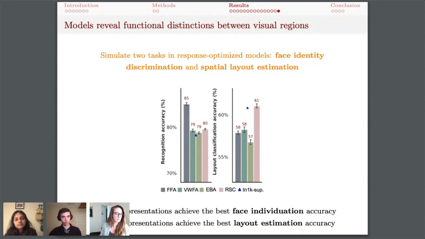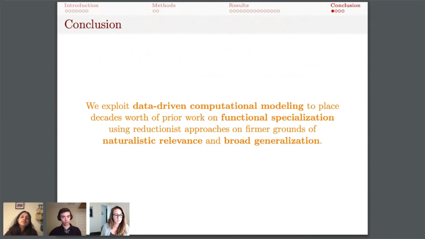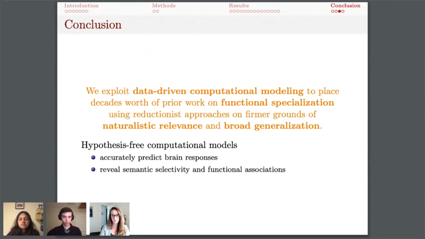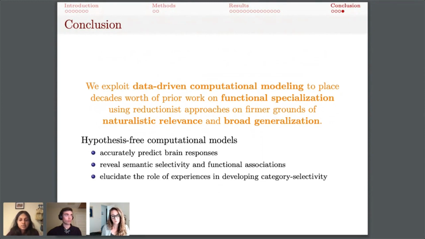So in conclusion, here we exploited a completely data-driven, hypothesis-neutral computational modeling approach to place decades' worth of prior work on functional specialization, using reductionist approaches and abstract simple stimuli, on firmer grounds of naturalistic relevance and broad generalization. Just to summarize the key takeaways, we showed that our response-optimized computational models can accurately predict brain responses, sometimes even outperforming the task-optimized models. They can reveal semantic selectivity and functional associations of different visual areas. And finally, they can also elucidate the role of experience in developing categorical selectivity.